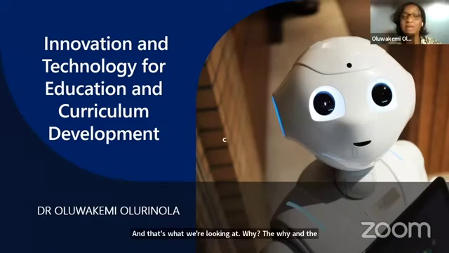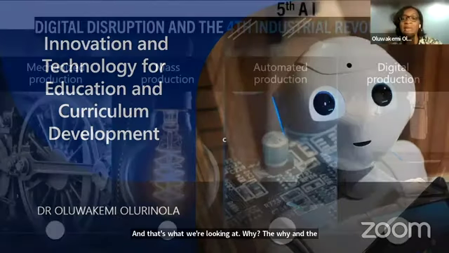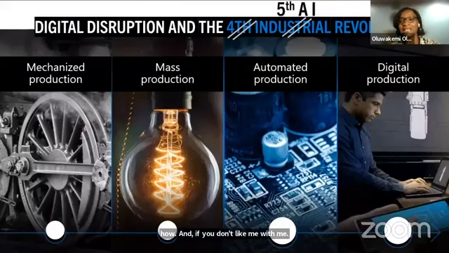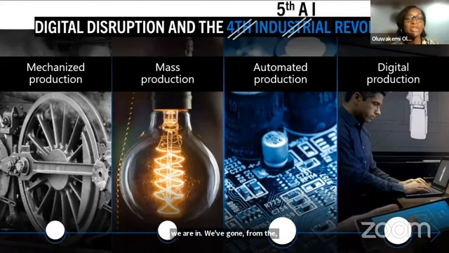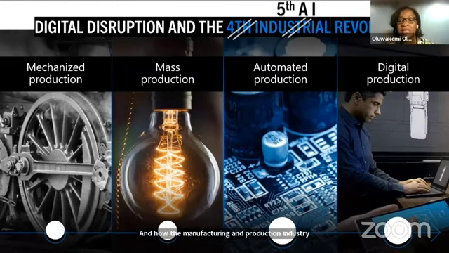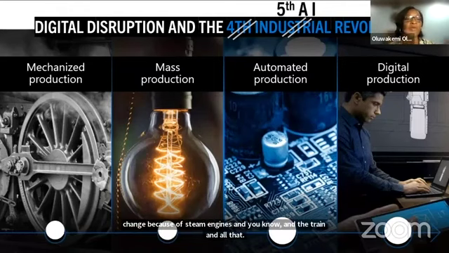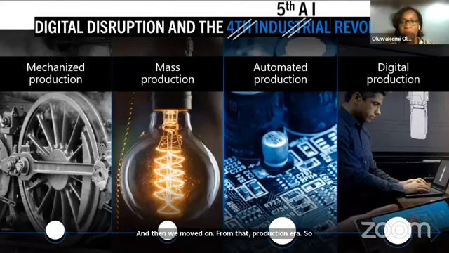If you would all agree with me, there has been a drastic change in the dispensations that we are in. We've gone from the mechanized production era, where people discovered the power of steam and how the manufacturing and production industry were changed because of steam engines and the train and all that. Then we moved on from that era to where we were able to mass produce things because electricity came to be.